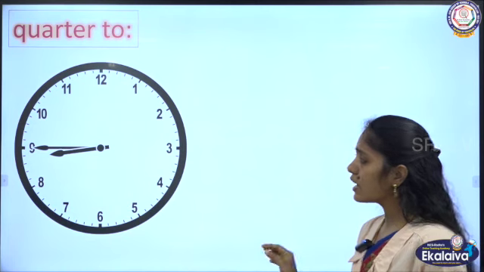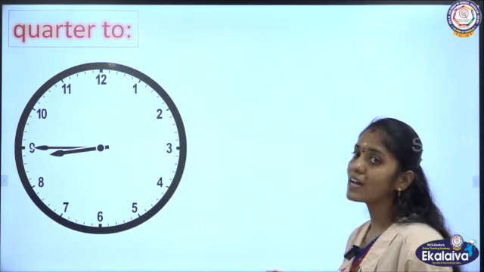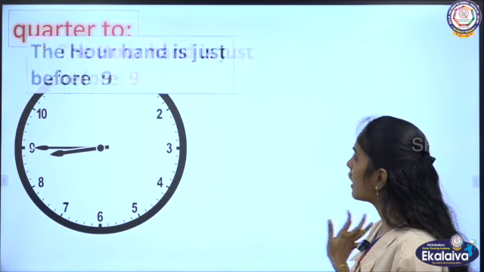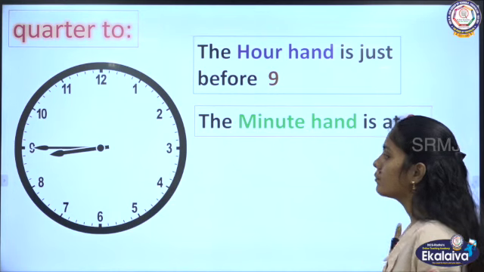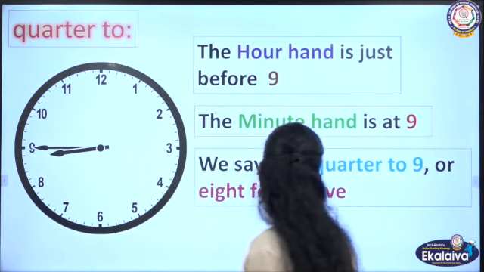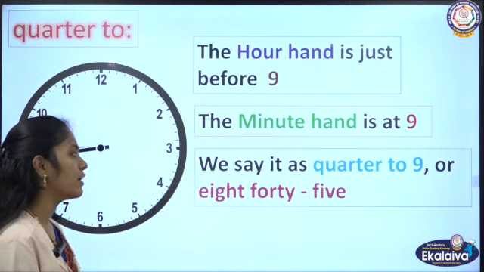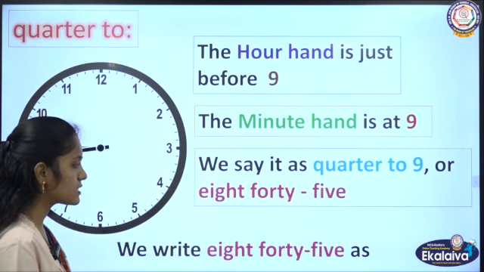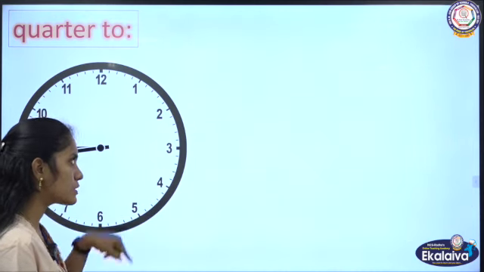Now we will see quarter to with this clock. Here the hour hand is just before 9. The minute hand is at 9. We say it as quarter to 9 or 8:45. We write 8:45 as 8:45. I repeat once again.